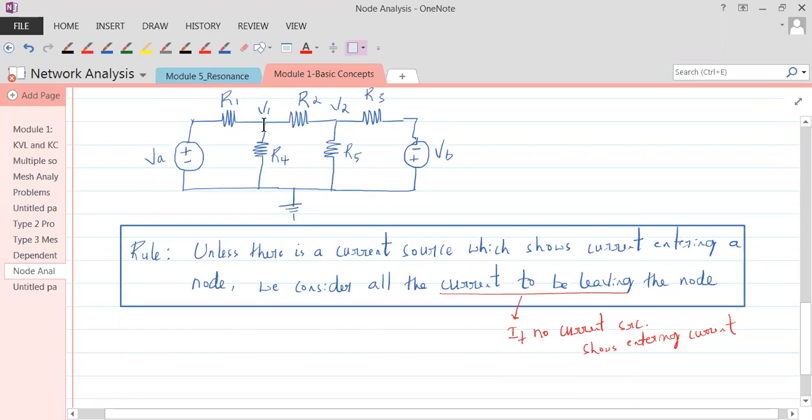See, in node 1, we don't have any current sources connected. How many branches are coming at node 1? There are 3 branches. This is one branch, this is second branch, this is third branch. And in no branch is there a current source which shows the current entering. What I mean is this: if there is a current source like this, which shows the current entering this node 1. If there is no source like this, you should understand that the current is leaving. Everybody is okay with that?